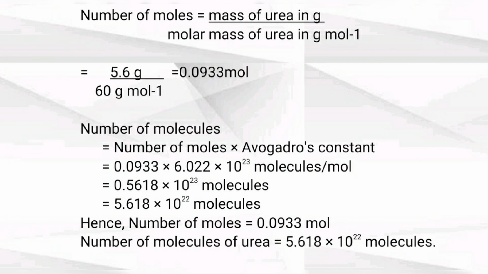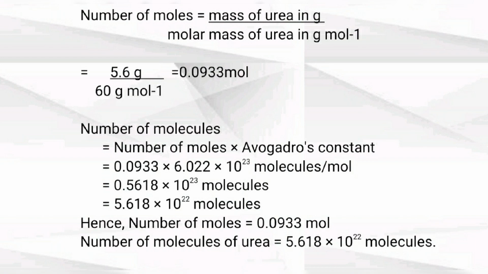Now, this is the molecular mass of urea, and we need to calculate the number of moles and the number of molecules. To calculate the number of moles, the formula is mass of urea in gram divided by molar mass of urea in gram per mole. Here the mass of urea given is 5.6 gram. Its molar mass calculated is 60 gram per mole. So after calculation, the result is 0.0933 mole. So this is the number of moles of urea present in the compound.